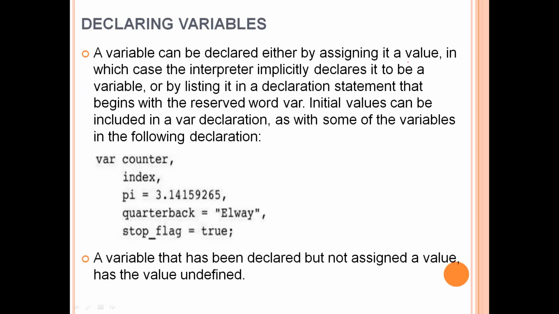Now, let us go through declaring variables, how variables are declared in JavaScript. Variables can be declared either by assigning it a value, in which case the interpreter implicitly declares it to be a variable. JavaScript is not a strictly typed language, it is a loosely typed language, where types are not specified at the time of compilation of a program, but runtime types are manipulated.